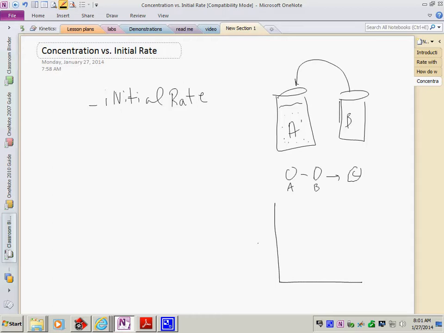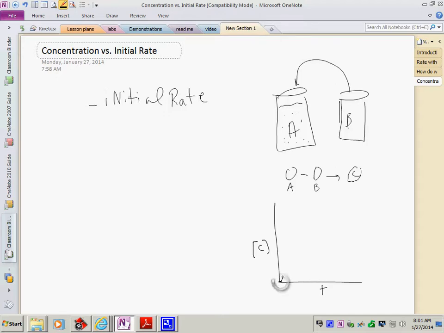the concentration of one of these items, let's just say we're checking C, a product, versus time. Immediately at the bottom there is no C. But as we produce it, there's lots of A's, lots of B's, and they're colliding at a very high frequency, relatively speaking.